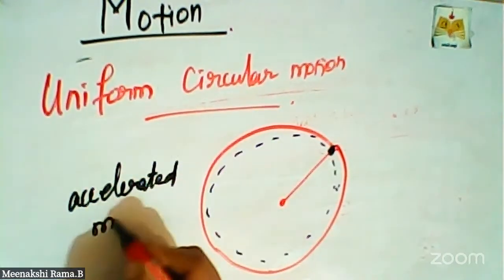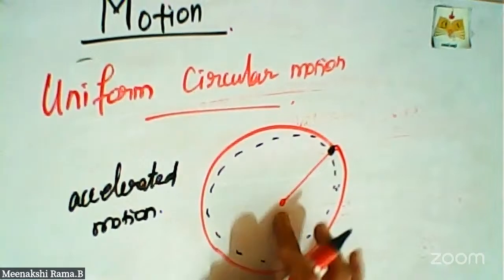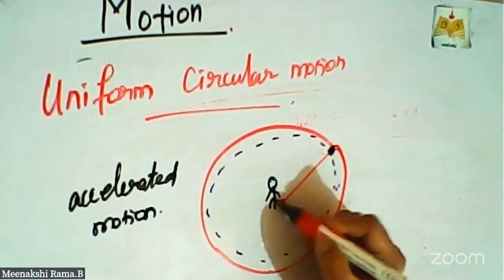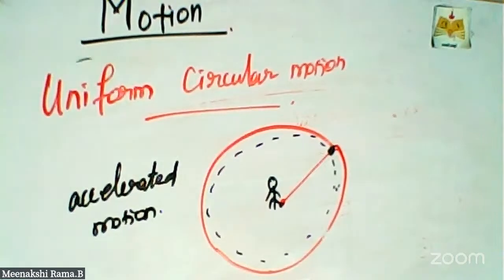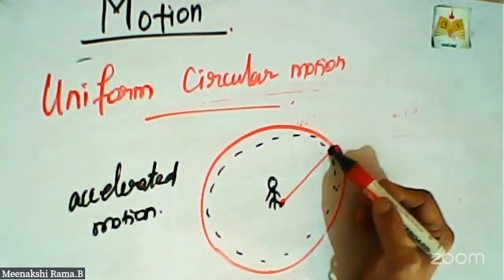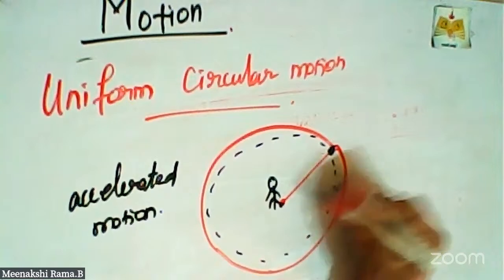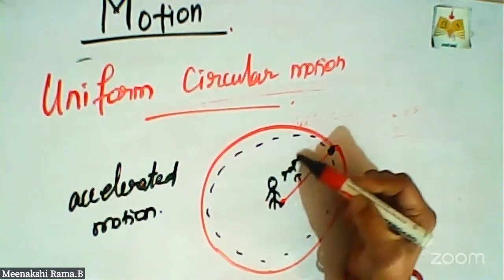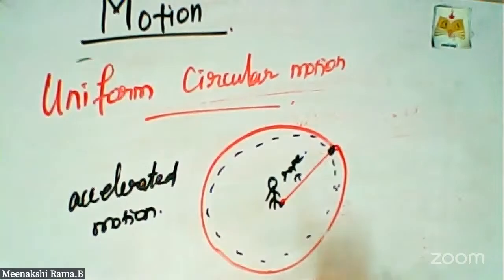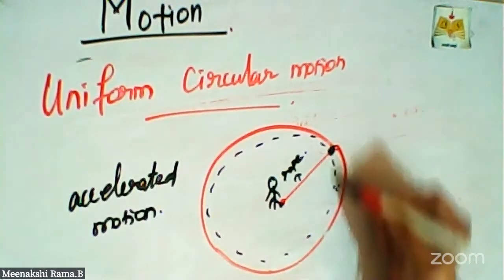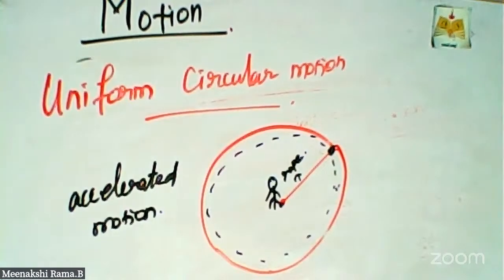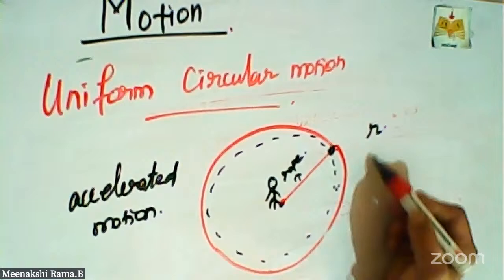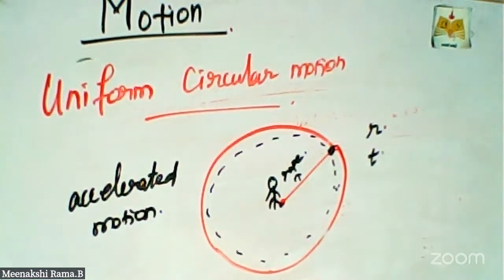Accelerated motion. Accelerated motion means one person is standing here. Yes, he rotates the stone. He tied one stone to a rope, this is the rope, or thread, and he rotates the thread in a circular path. The stone is moving along a circular path of radius r, and the time is t.